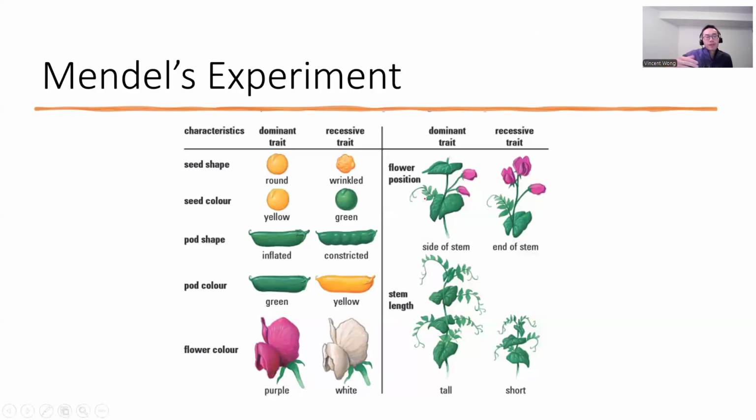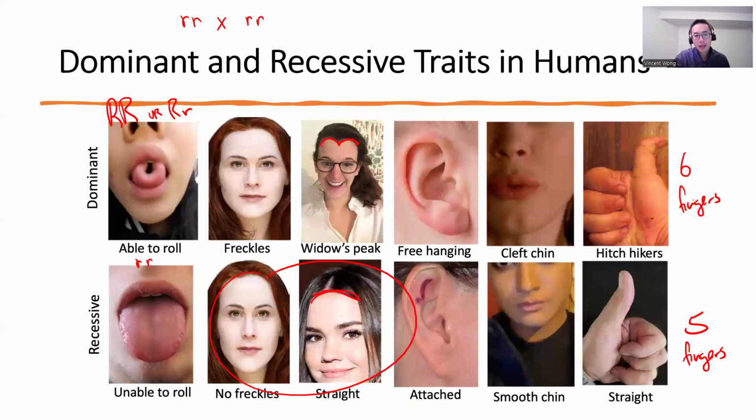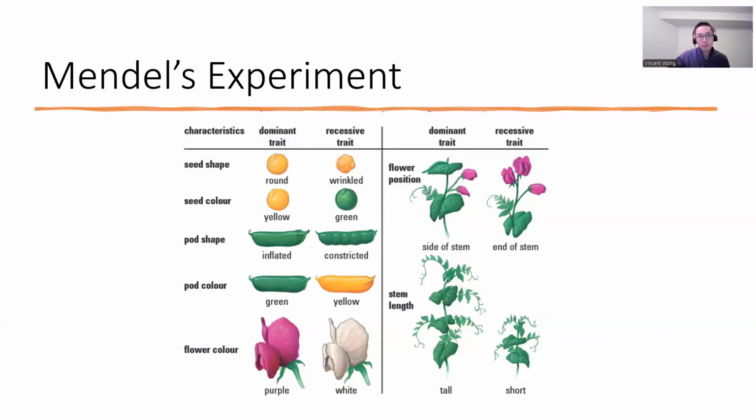So each of these characteristics is basically a character that he was able to keep track of. And by doing studies, he was able to find out each character has some variation. They have different traits. So for the shape of the seed, they might be round, they may be wrinkled. For the color, it might be yellow or green, and so on and so forth. And then he figured out which ones are dominant and which ones are recessive. It's the same as what I showed you in the human version, but now he's keeping track of them in plants.